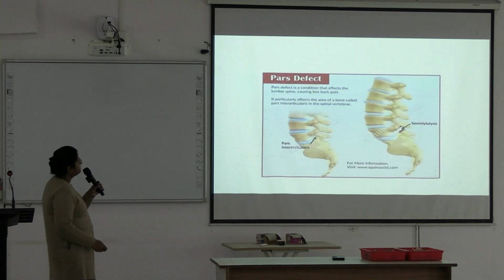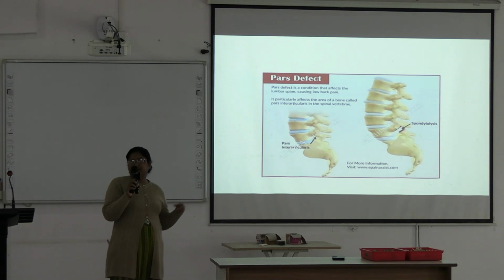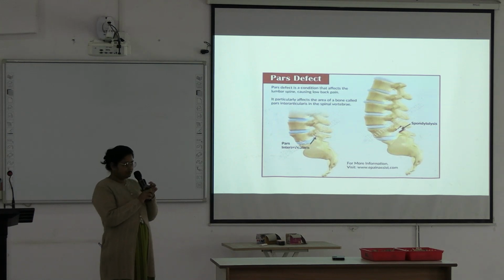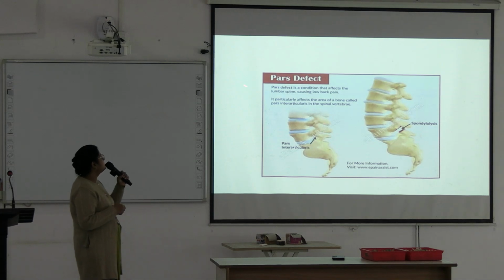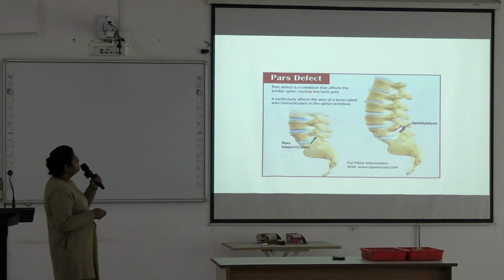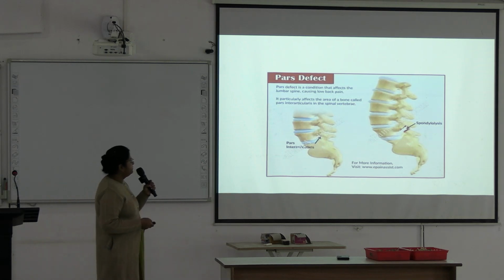Next, see here, this is the pars interarticularis. Interarticularis means the joint between the superior and inferior articular processes. That joint is known as the pars interarticularis. So, if there is a defect in these joints, there will be spondylolysis. Pars defect is a condition that affects the lumbar spine, causing low back pain. It particularly affects the area of bone called the pars interarticularis in the spinal vertebra here. Okay.